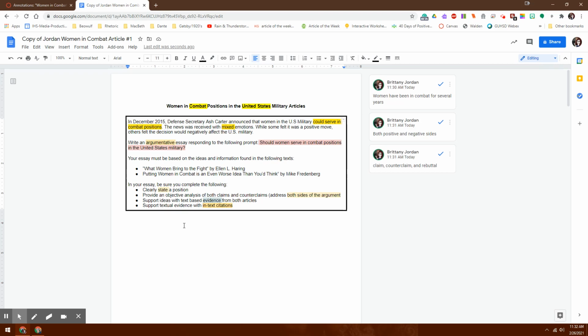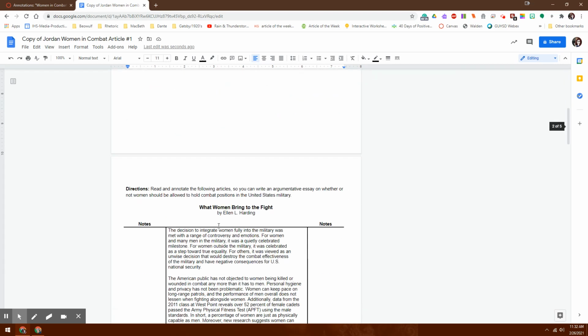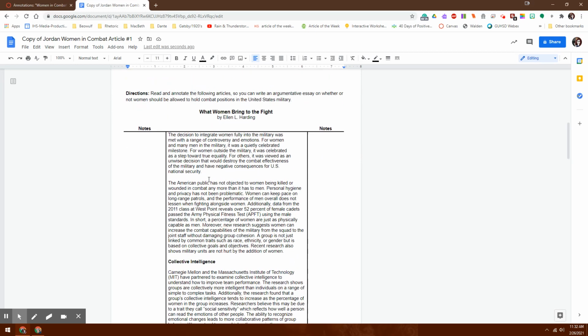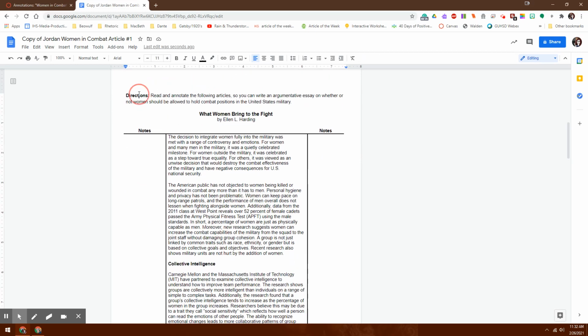Okay, then what we want to do is scroll down and start annotating. So you have directions up here at the top. Read and annotate the following articles so you can write an argumentative essay on whether or not women should be allowed to hold combat positions in the United States military. Okay, and then on the sides here you have columns for notes that you can type in, and I'm going to show you kind of a trick.